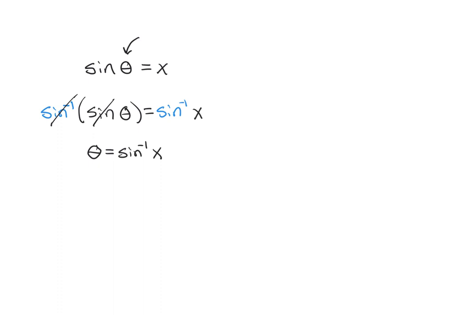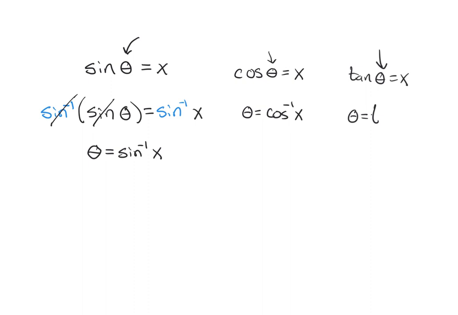And this, of course, will work for the other trig functions. If you have cosine of theta equals x, then to isolate this, theta will be the inverse cosine of x. And of course, tan of theta equals x. To isolate the angle, theta will equal the inverse tan of x.